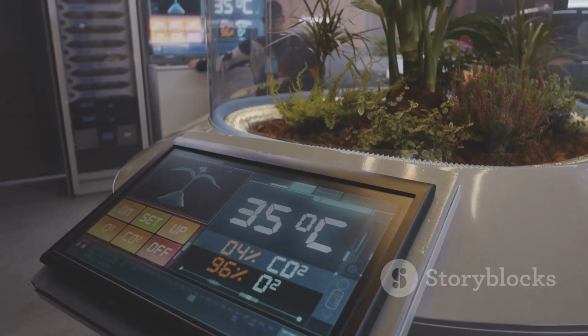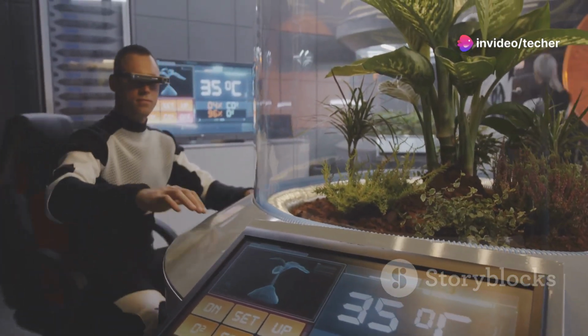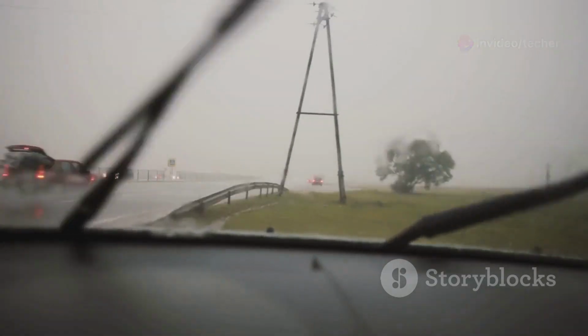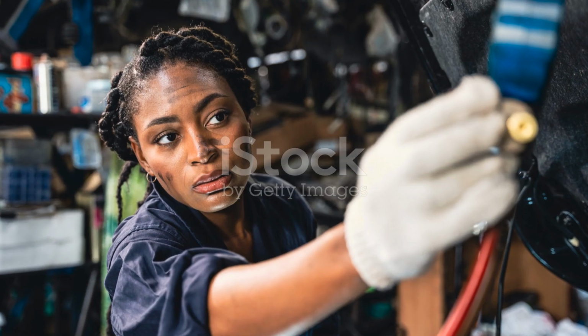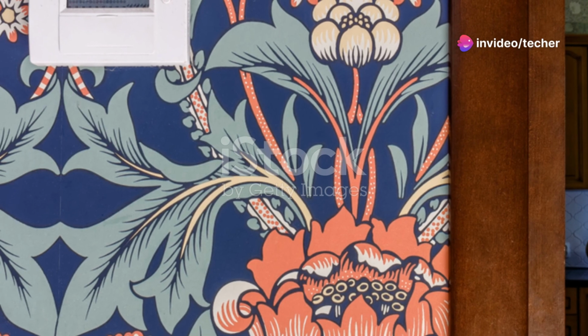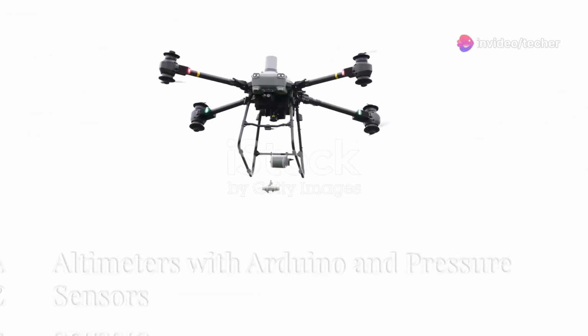By combining pressure sensors with other environmental sensors, such as those for temperature and humidity, comprehensive weather stations can be created. These stations are capable of providing a complete picture of local atmospheric conditions. Moreover, these DIY weather stations offer a hands-on way to learn about meteorology and explore the capabilities of Arduino in environmental monitoring.